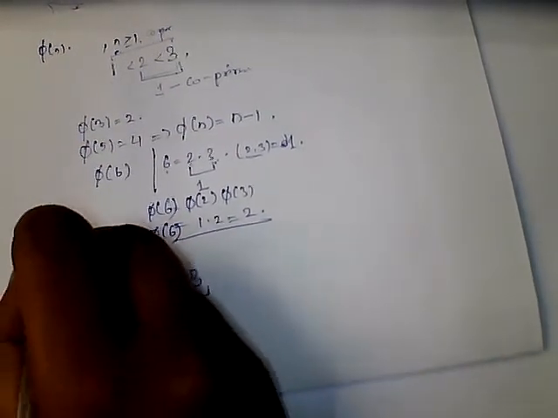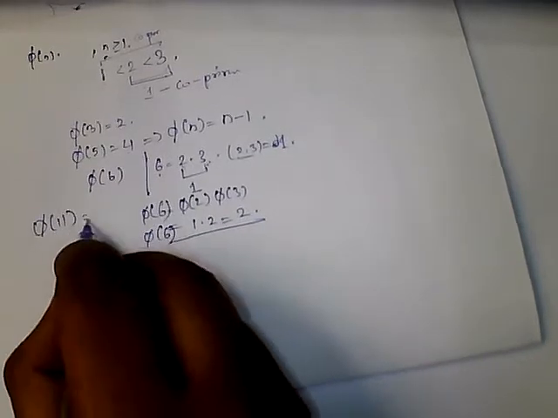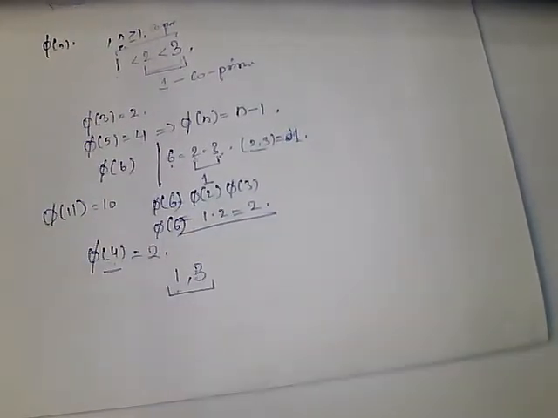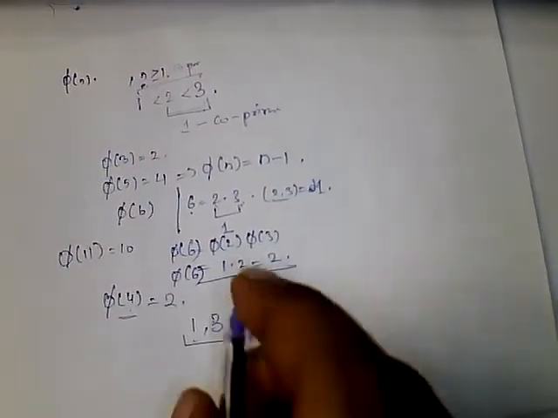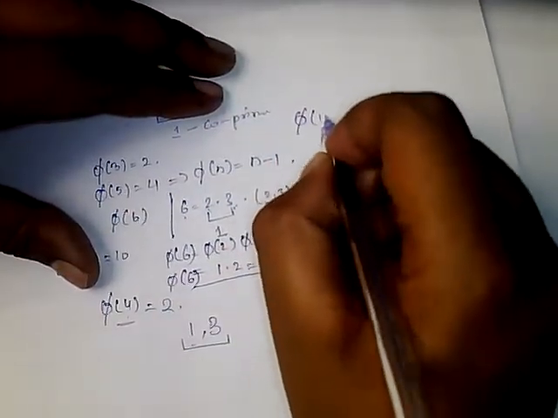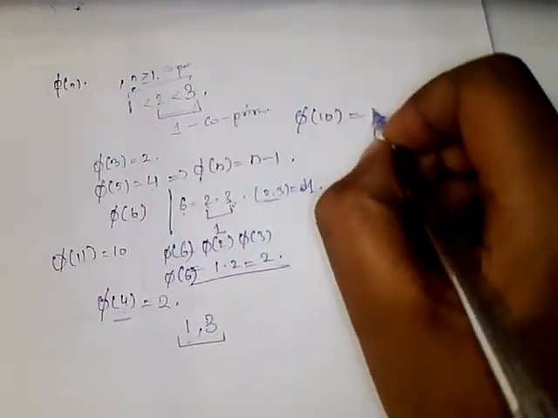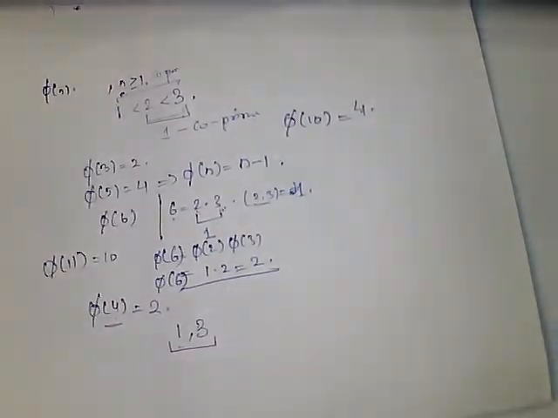Phi of 11, this is a prime number, you get 10. Alright, so this is very easy, right? Phi of 10, if I consider phi of 10, you will get 4. You can find it by yourself, count it.